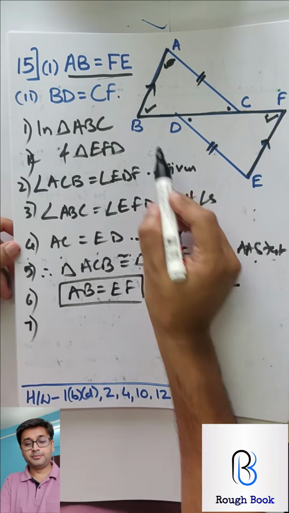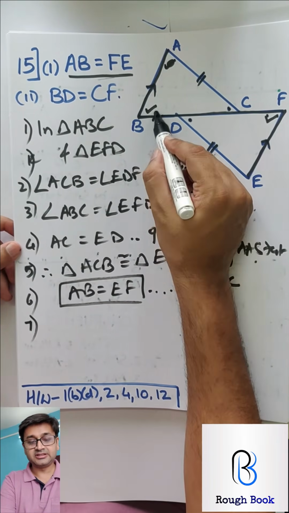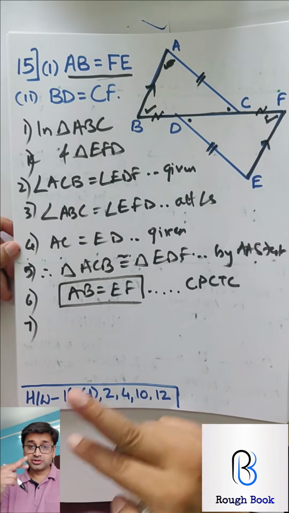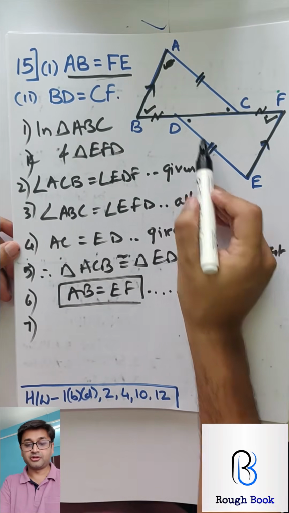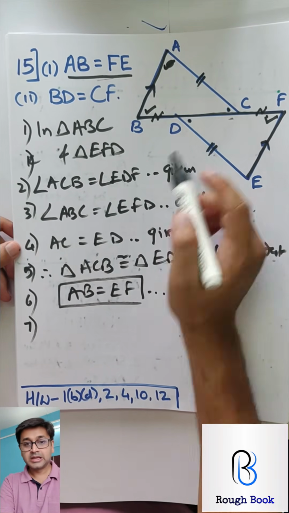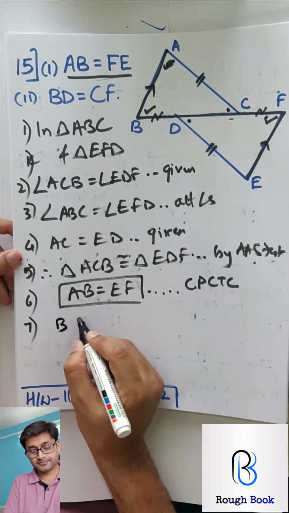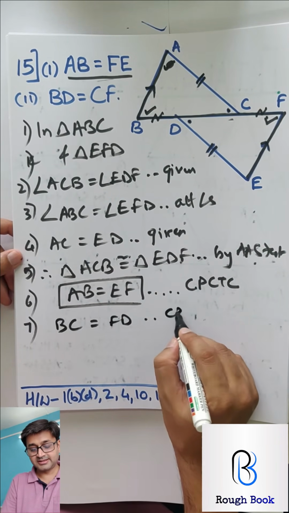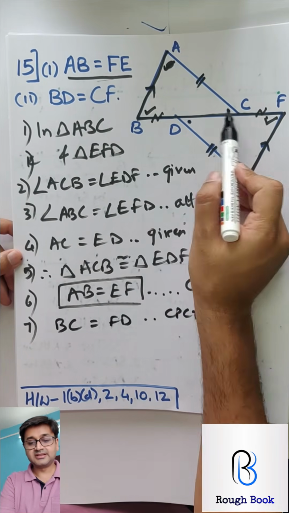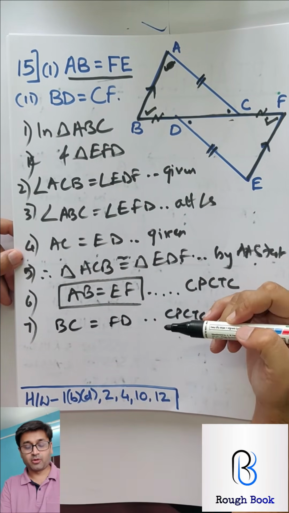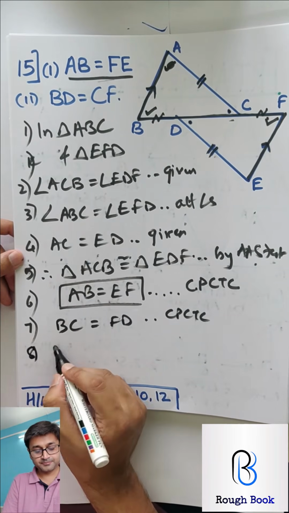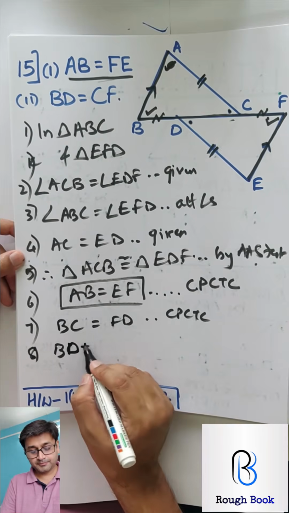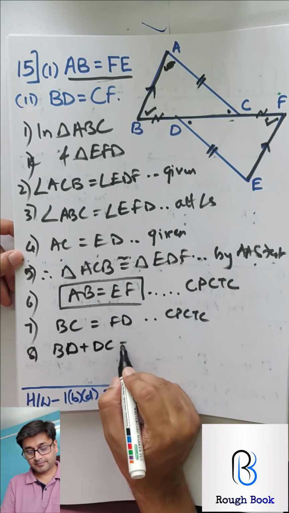Now for the second part, BD and CF. Now see, these are smaller parts of the entire side. So you're going to use reverse. In one of the sums, if you remember, we added the common part. This time, see what we are doing. BC equals FD. Again CPCTC. BC is the side of this triangle, FD side of the bottom triangle, so CPCTC. I say BC is equal to BD plus DC.